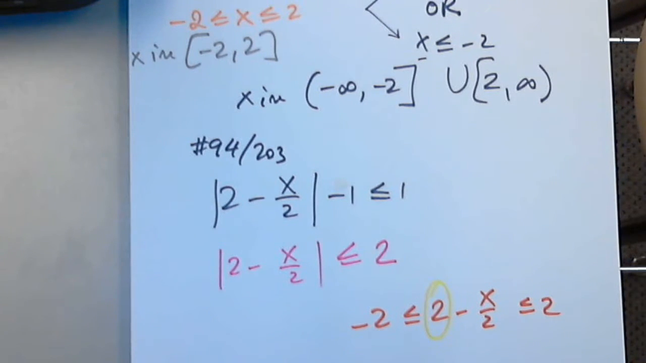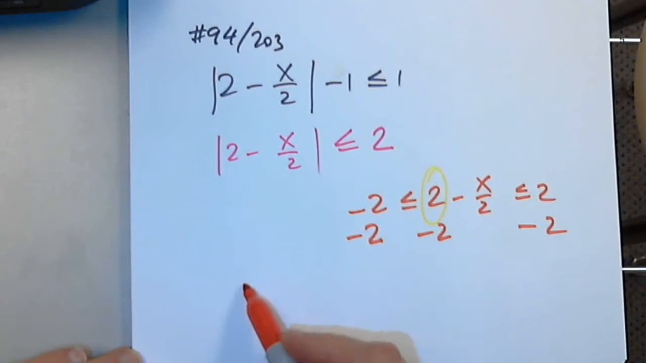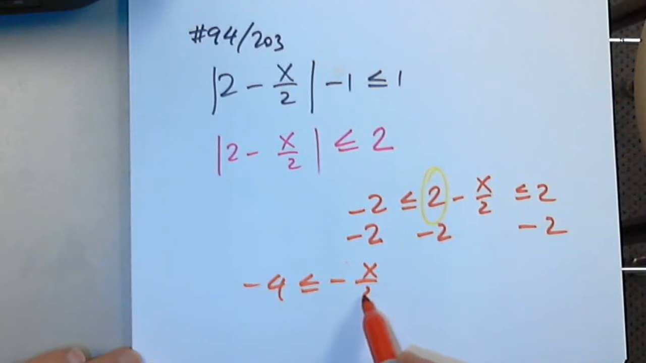Of course. Subtract 2 from all three sides. Subtract 2 from here, 2 from here, 2 from here. What do I get? What is the new inequality? -4 is less than or equal to negative x over 2, less than or equal to 0. Exactly. Awesome. Are you with me, everyone? Okay. Final step.